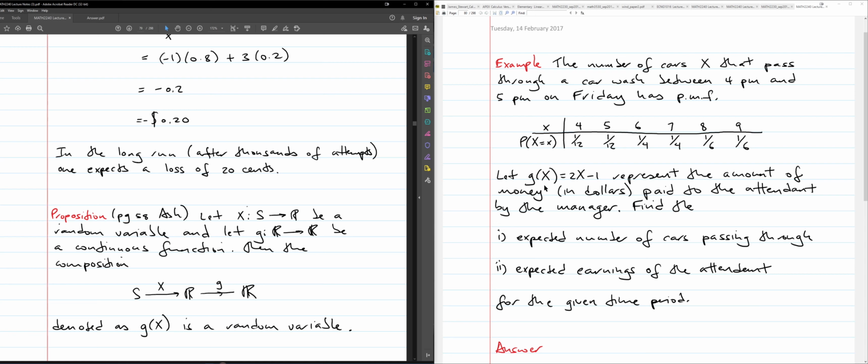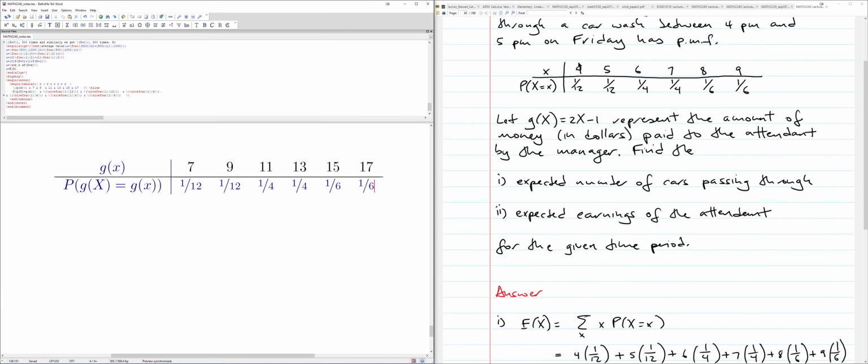Okay, and when you form this g of x over here, all you're doing is taking these values over here, the 4, the 5, the 6, and so on, the values for x. And then you form the g of x, which is the function of the random variable that's specified for you. So the g of x over here is 2x minus 1.